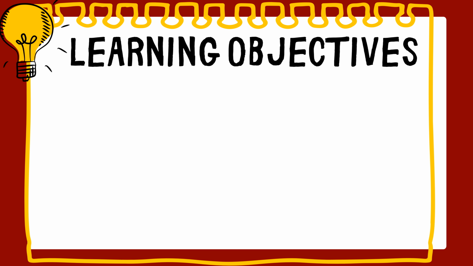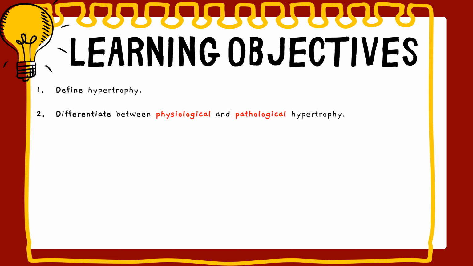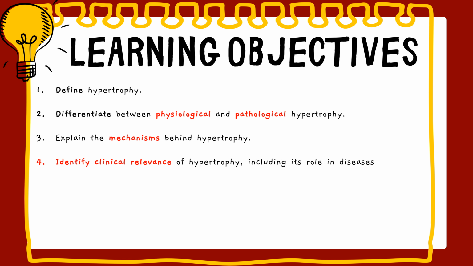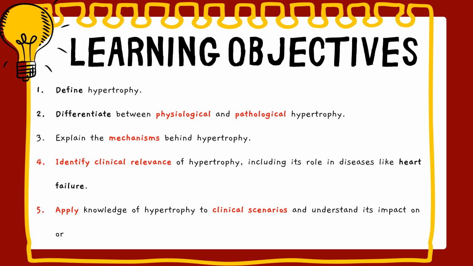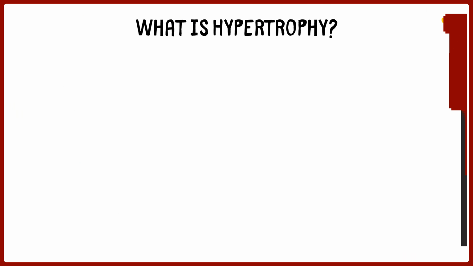Before diving in, let's outline what we're going to be covering in this session. By the end of this session, you should be able to define hypertrophy, differentiate between physiological and pathological hypertrophy, explain the mechanism behind hypertrophy, identify the clinical relevance of hypertrophy, including, for example, its role in diseases like heart failure, apply knowledge of hypertrophy to clinical scenarios, and understand its impact on organ function.